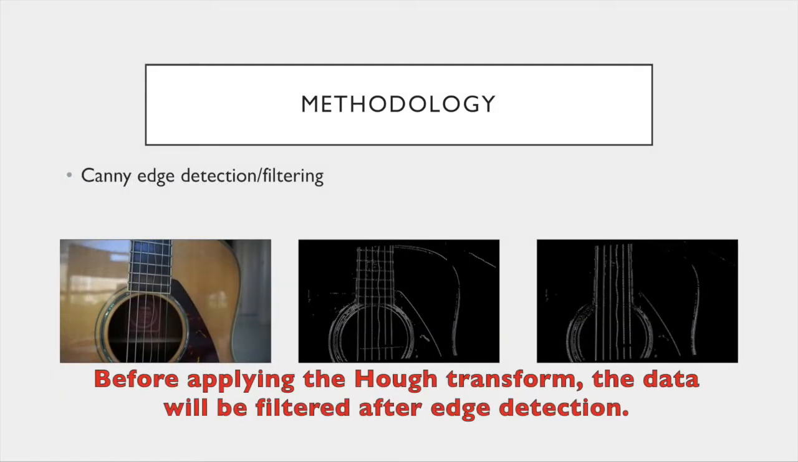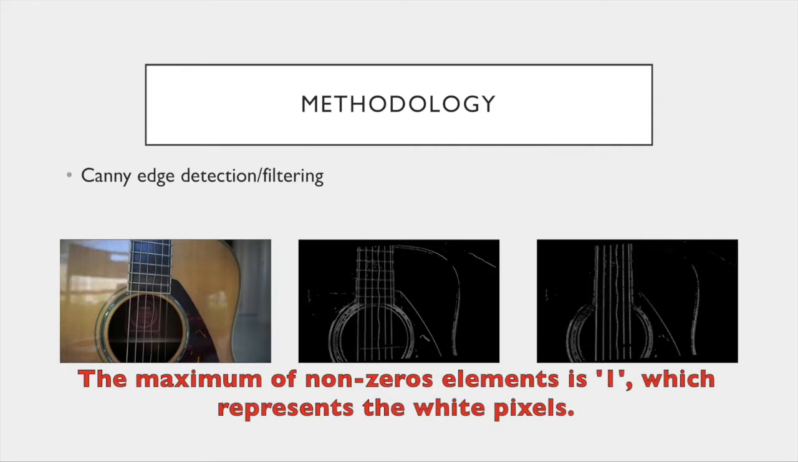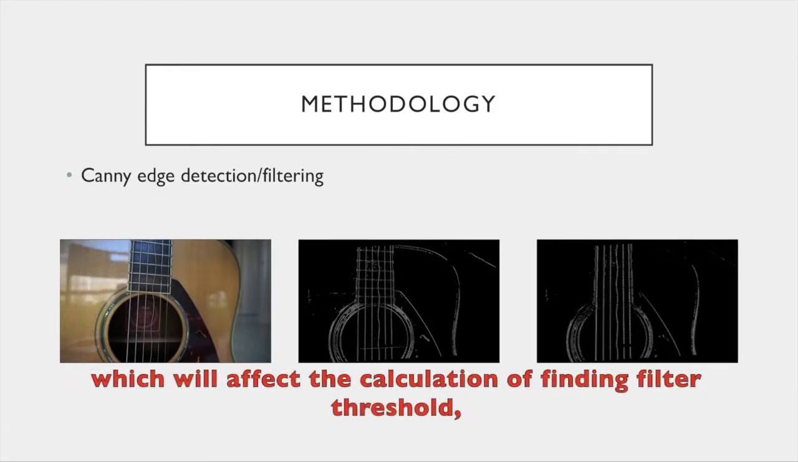Before applying the Hough transform, the data will be filtered after edge detection. In these binary images, the 0 elements represent the black pixels, and the maximum of the non-zero elements is 1, which represents the white pixels. Some points are non-zero but very small, which will affect the calculation of the filter threshold.